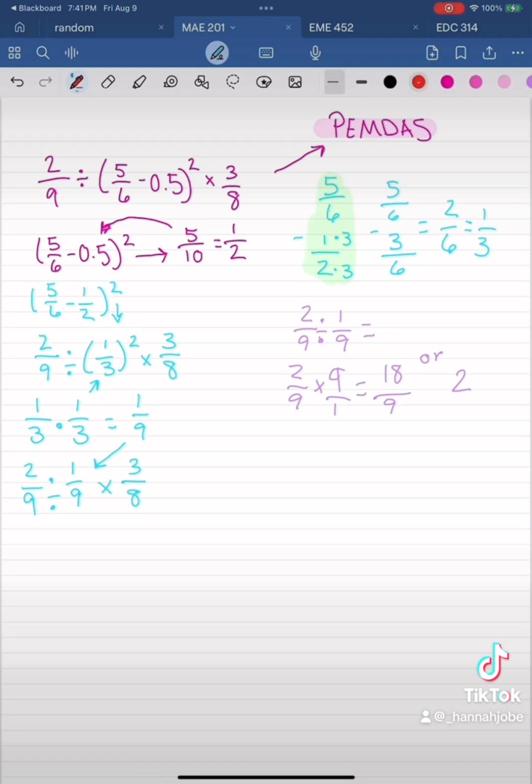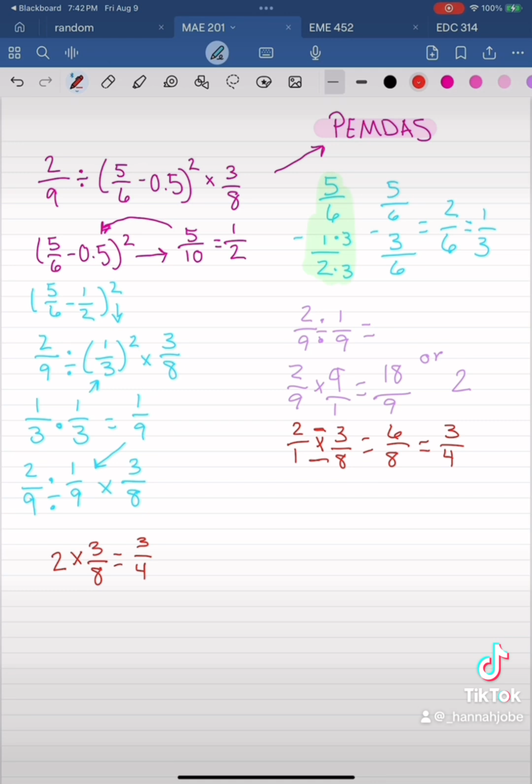Okay, so after doing that, we have our original problem down to just 2 times 3/8. So we have our M part in PEMDAS, which is multiply. For this step, we make 2 into 2 over 1, and then we're multiplying by 3 over 8, and that gets us to 6 over 8. Simplify that down to 3 over 4, which leaves us with the answer 3 over 4.